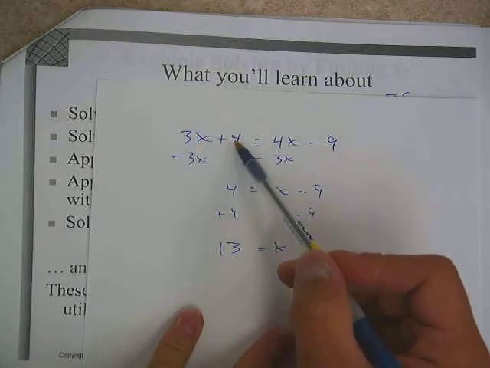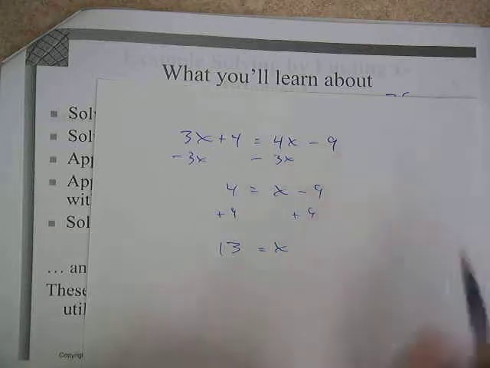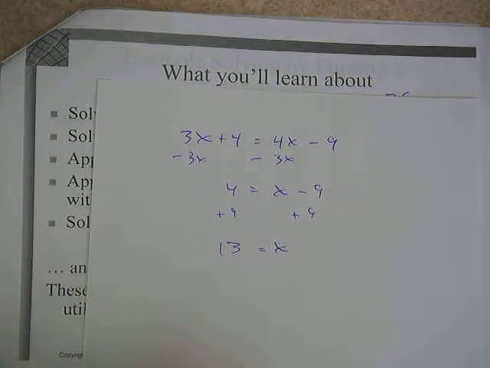Okay, but if we do that, we get 39 plus 4, that's 43. And if we do 4 times 13 is 52, and 52 minus 9 is also 43. So we can check that to make sure it's right.